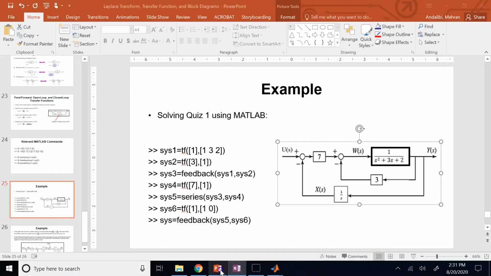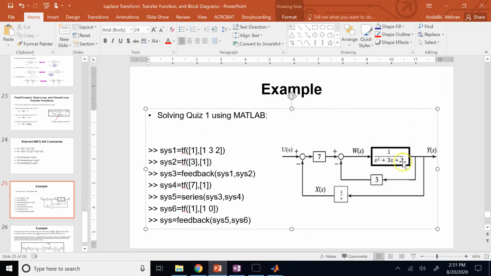Now, in Matlab, you can do a similar thing. First, you create a transfer function for this block. You say the coefficient of the numerator array is 1 because there is only 1. In the denominator, if you sort from the highest order to the lowest order and look at the coefficients, you have a 1, a 3, and a 2. So you use that. When you do it, system 1 will be this one here.